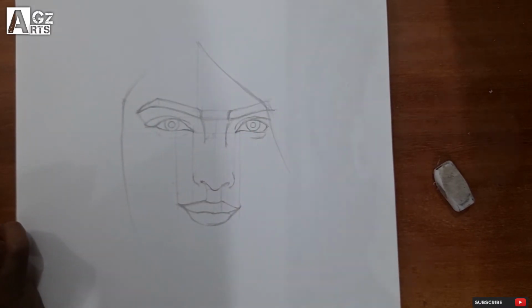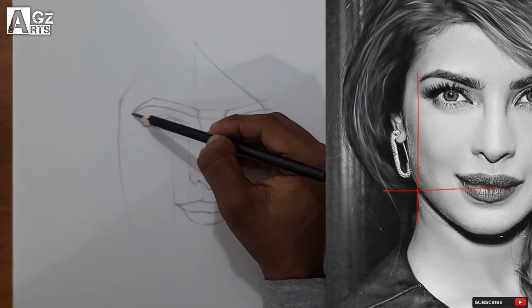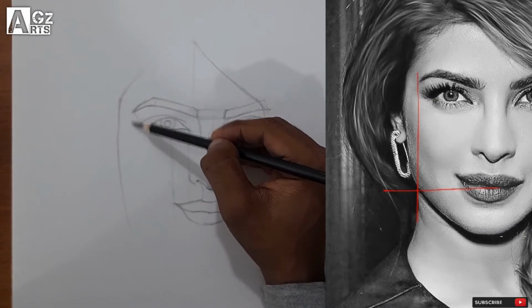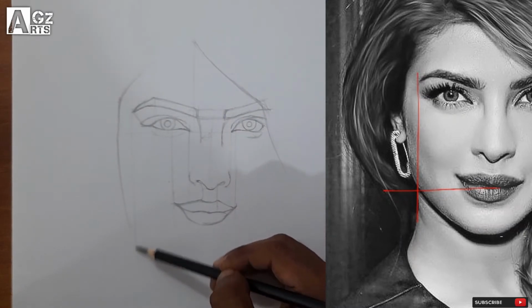There is an intersection of jawlines and the neck. So to determine the exact position, I am drawing two lines, vertical and horizontal.